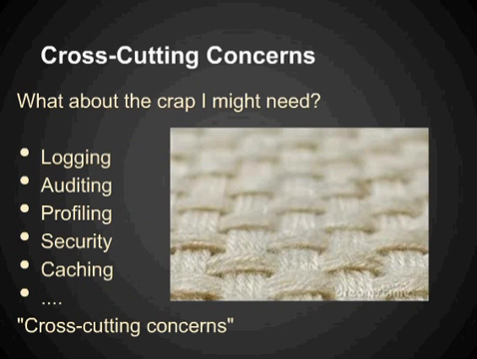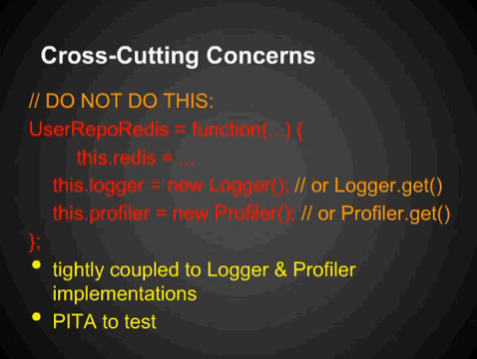These are the cross-cutting concerns that we hear all about. This is the logging, the auditing, profiling, security, and caching. You don't want to bake those into your implementations because you may or may not want to use logging. You may or may not want to use caching. How could we weave these into the fabric of our application? So let's take a look at this.